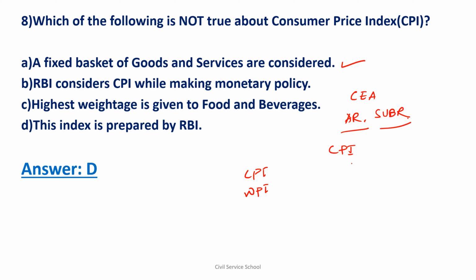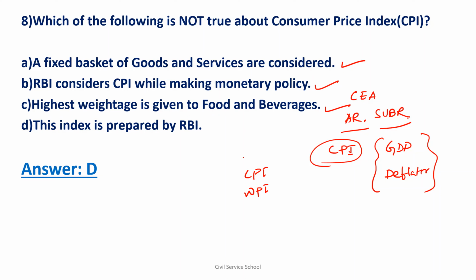Arvind Subramanian was advocating that in preparing monetary policy, we need to consider GDP deflator, because in CPI there is a fixed basket of goods and services, but in GDP deflator that fixed basket is not there. All the products of economy are covered. RBI considers CPI while making monetary policy. That is true. Highest weightage is given to food and beverages.